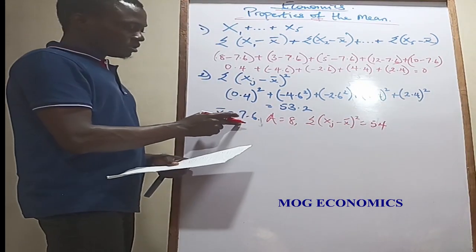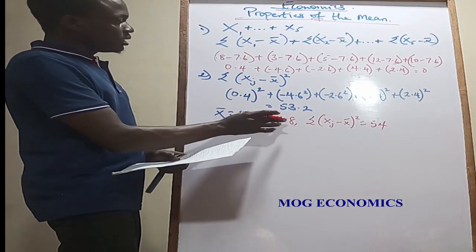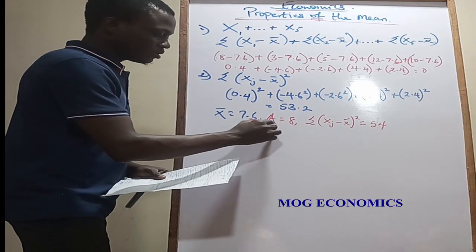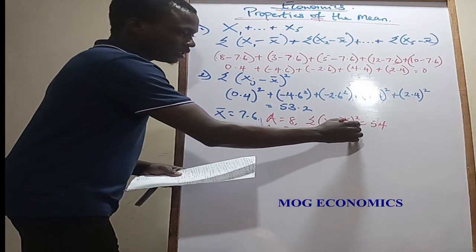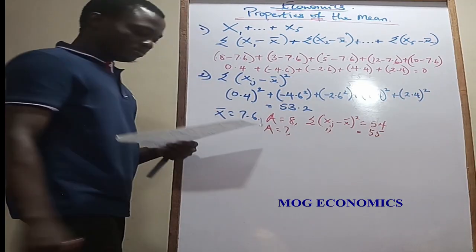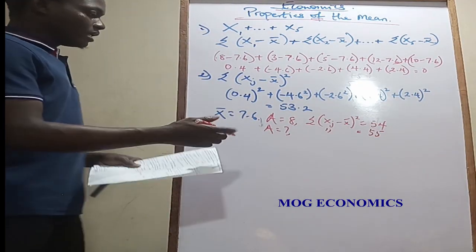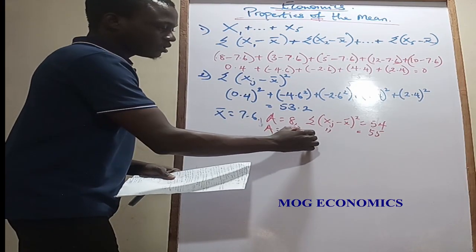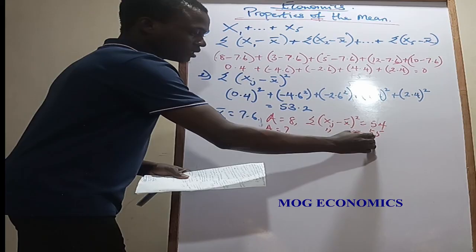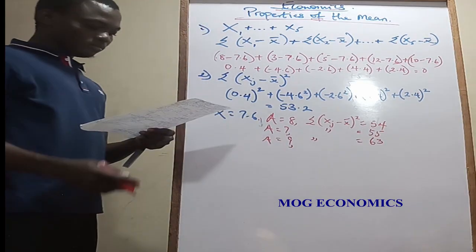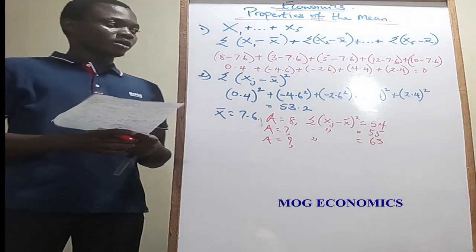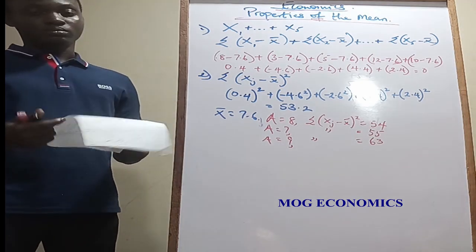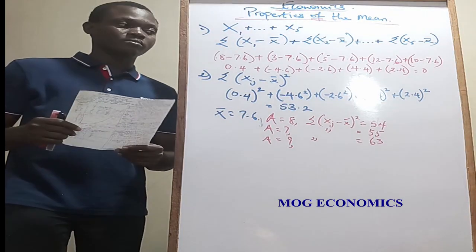So even though 8 is greater than 7.6, fine. And let's say we use 7. So if a equals 7, the sum of squares equals 55. So 7 is even a lower number. And then if you decide to use a equals 9, the sum of squares equals 63. So I just tried to solve it on my own, and then said, okay, wow, this thing is true. So for you to minimize your sum of squares, you must use the mean of that given set of data.